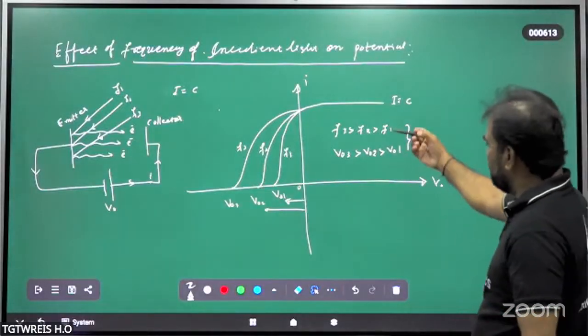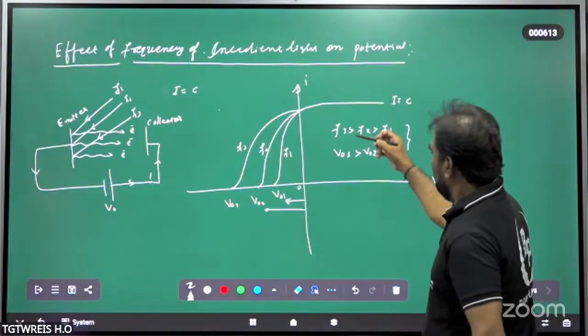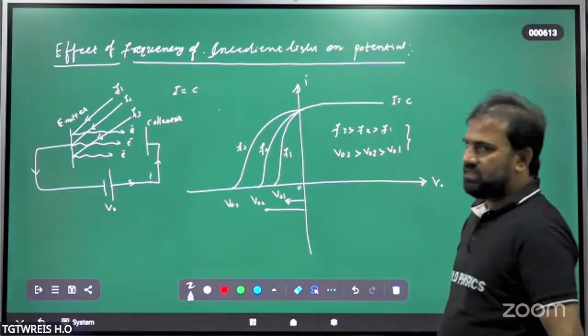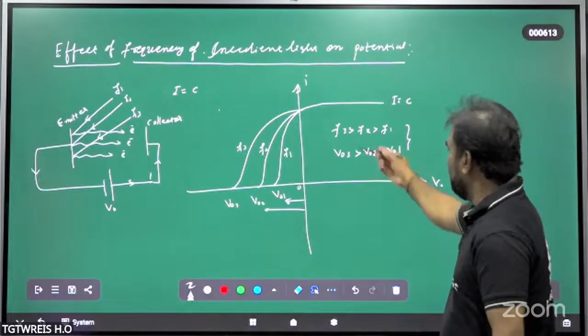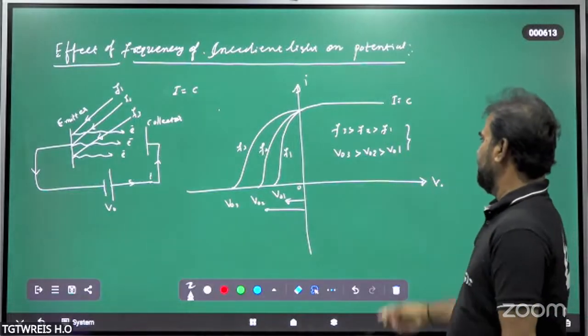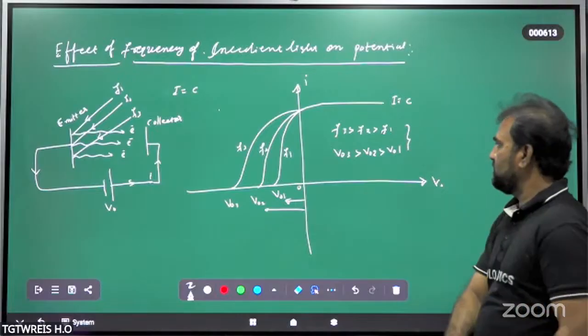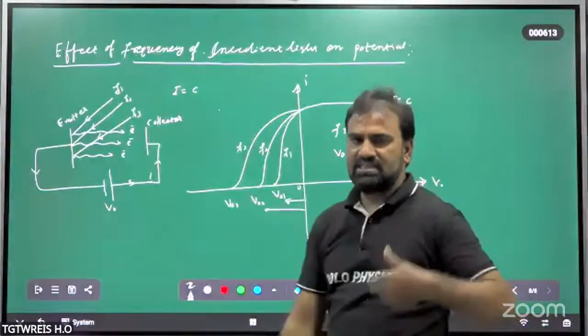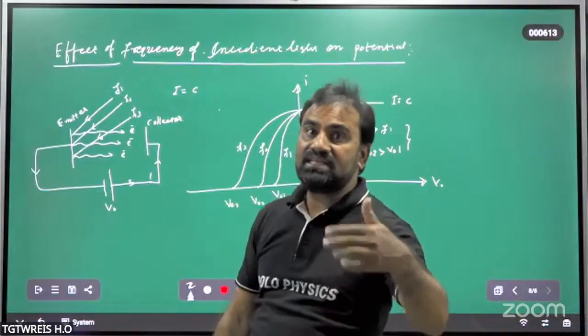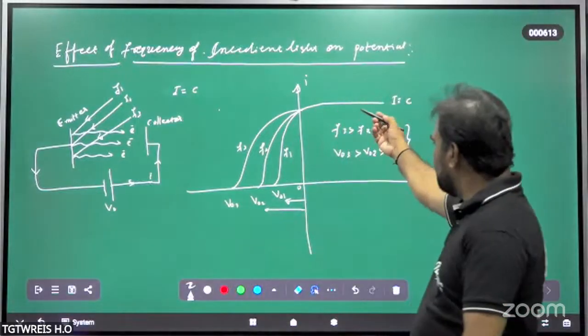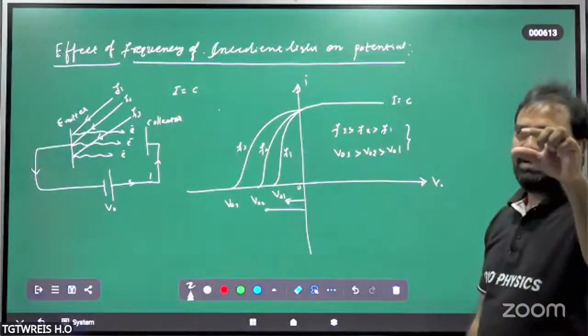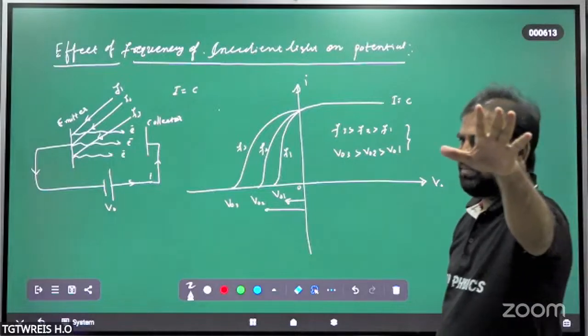That means from this graph, it is very clear that F is directly proportional to V. F3 is directly proportional to V3, F2 is directly proportional to V2, and F1 is directly proportional to V1. Means the stopping potential is directly proportional to its frequency of incident light. Is it clear or not? The frequency of incident light is directly proportional to stopping potential.